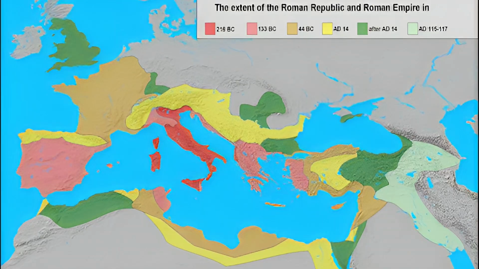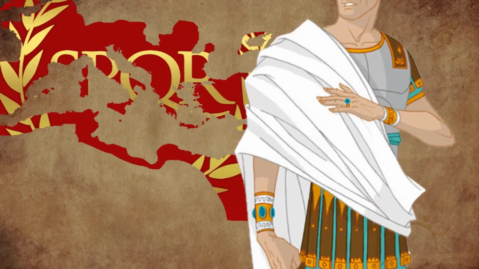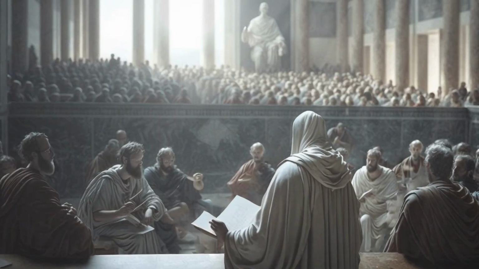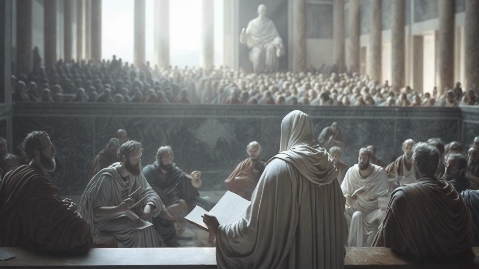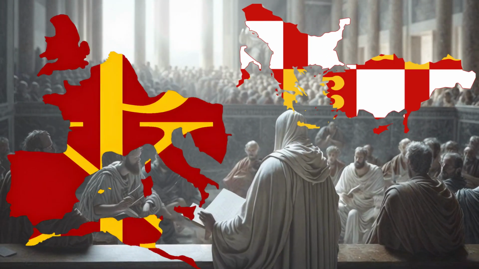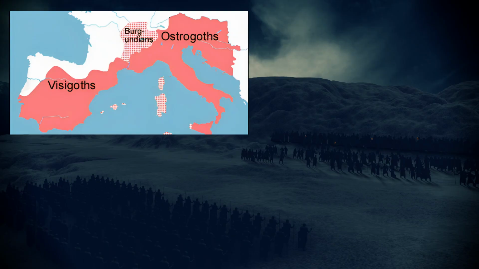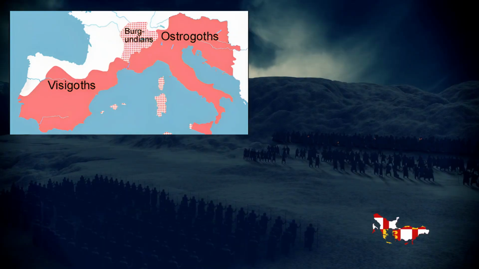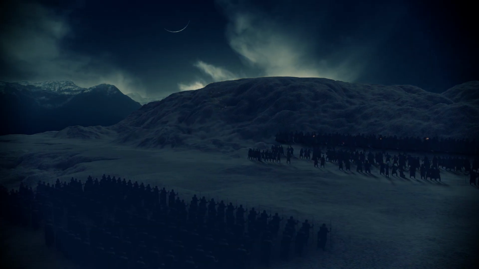The pivotal year of 27 BC saw the transition from republic to empire under Augustus, initiating a golden age that spanned 400 years. Yet the sheer magnitude of governing such a vast expanse became untenable, leading to the gradual division of Rome into eastern and western halves. The Western Empire succumbed to the onslaught of Germanic tribes by 476 AD, while the eastern half, centered in Constantinople, persisted for centuries to come.